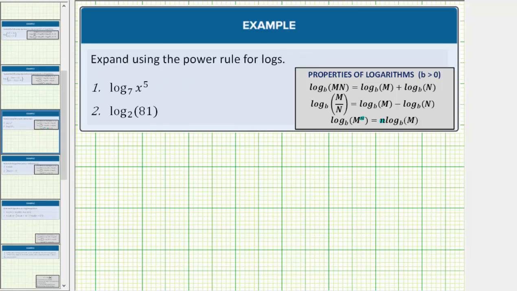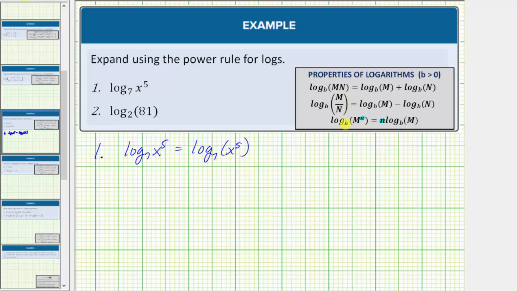For the first example, we're asked to expand the logarithm using the power rule or power property of logarithms. We're given log base 7 of x to the 5th, which can also be written as log base 7 of x to the 5th in parentheses. Now we know x to the 5th is equal to 5 factors of x, so we could expand this using the product property of logarithms shown here, which should give us a sum of 5 logarithms. However, we're specifically told to use the power rule or power property of logarithms.